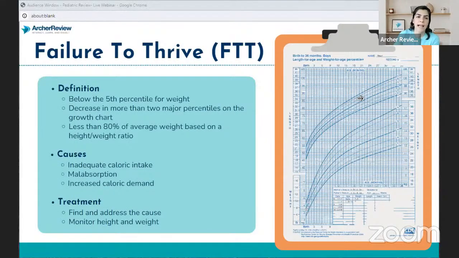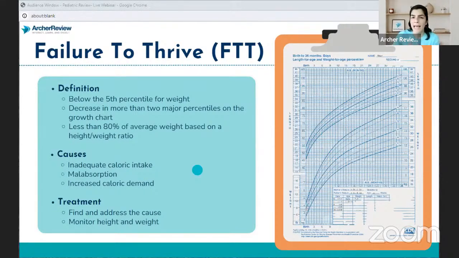So the way we can define it is if they're growing below the fifth percentile for weight, weight is the most sensitive marker along the growth charts, or they can have a decrease in two major percentiles on the growth chart. So it doesn't have to be below the fifth, but maybe they've dropped in both length and weight, right? So that can also qualify them. What I would say is there are a lot of causes for failure to thrive. We put them in three different categories.